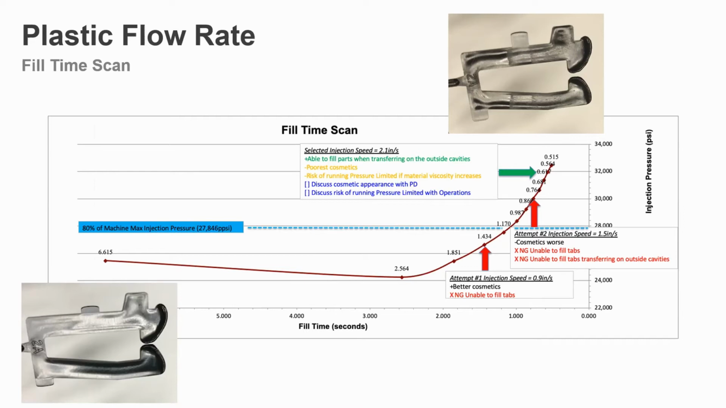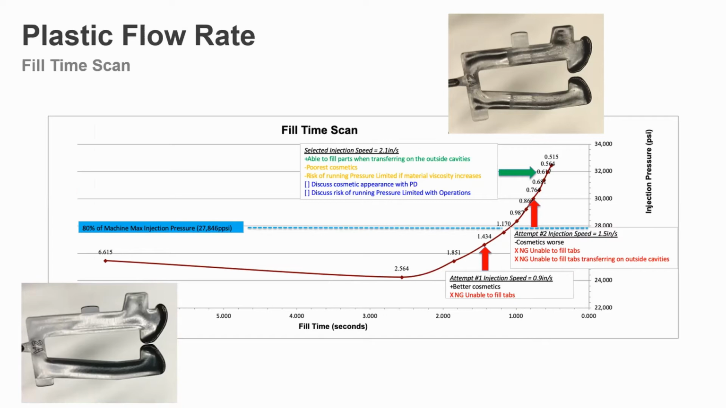So what you're looking at, to get you oriented, we plot pressure on the vertical axis and fill time on the horizontal axis. With the far left, the 6.615, that picture with a very nice surface finish in the lower left-hand corner, that's at a very slow fill speed. As we progress to the right, we are increasing the fill speed, so the fill time is dropping, and as we go up on the vertical axis, we are increasing in pressure.